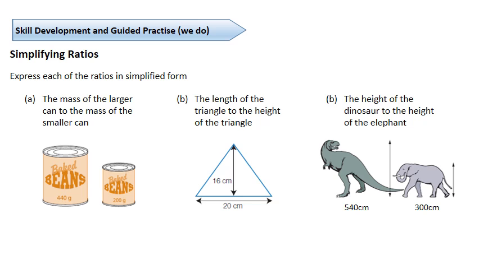Alright, let's have a look at these ones, a bit more real life examples. So express each of the ratios in simplified form. The mass of the larger can to the mass of the smaller can. So first up, write your ratio. 440 is to 200. Okay, highest common factor here is 40. So I'm going to divide both by 40.